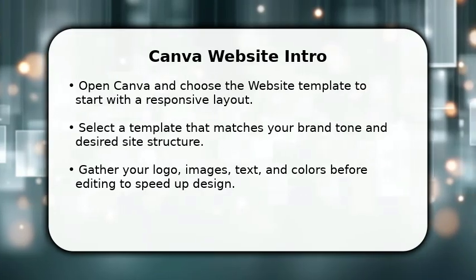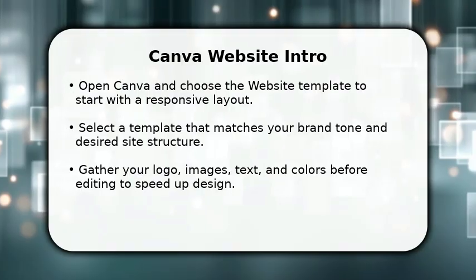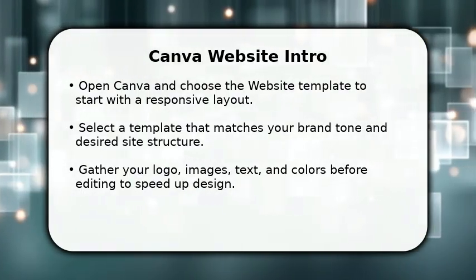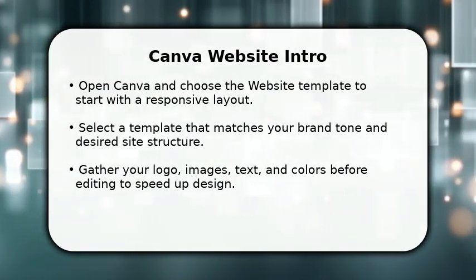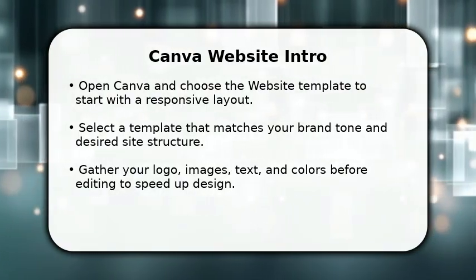Enjoy the video. In this video, I will show how to use Canva for making a website, an easy guide. Start by opening Canva and selecting the website template, then choose a layout that fits your goals. Replace placeholder text with concise headlines and short paragraphs, and swap images for your own visuals for instant personalization.